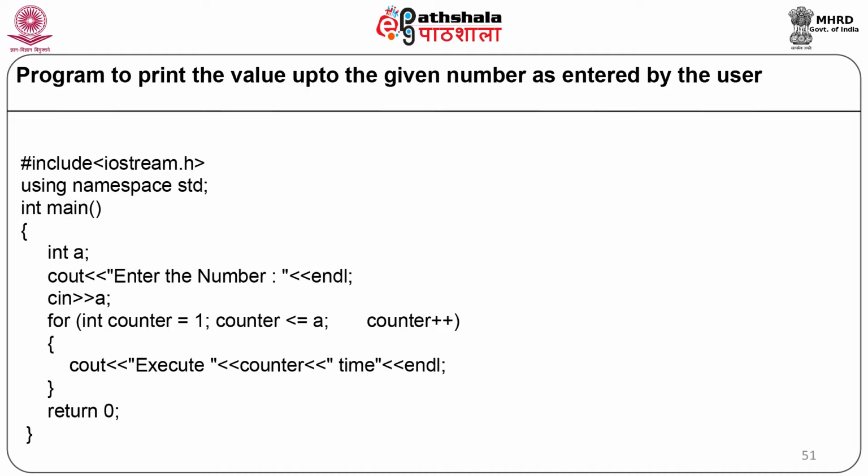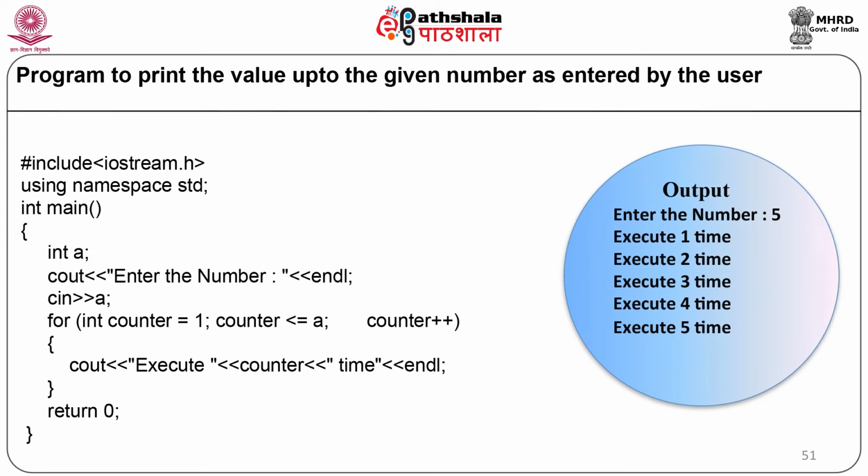Inside the for loop we are declaring the variable integer counter equal to 1, counter less than or equal to a, counter plus plus. Then cout "execute", the counter value, and "time", and endl, so the cursor goes to the next line. The for loop ends and the main program ends. Now, when the above code is compiled and executed, it will produce the result "Enter the number". If the number entered is 5, it will display the lines: execute 1 time, execute 2 time, execute 3 time, execute 4 time and execute 5 times.